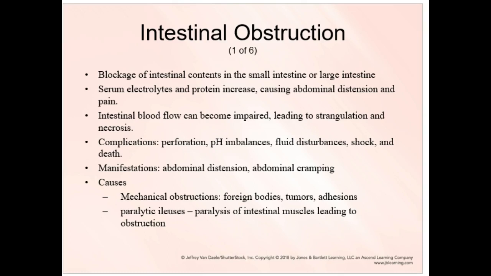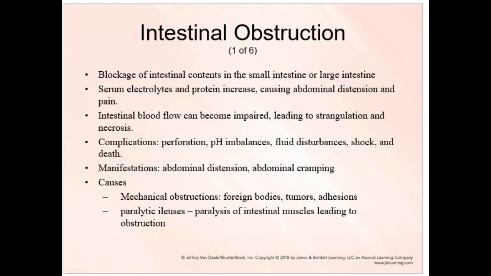So we can have perforation, which can open up the intestines, which is very bad. In the intestines, we have hundreds of bacteria that are used to process foodstuffs. If those get out into the peritoneal cavity, we can cause infection that is very difficult to treat. pH imbalances, fluid disturbances, shock, and death. So abdominal distension and cramping, and obviously if they're not passing feces, would be all manifestations of obstruction.